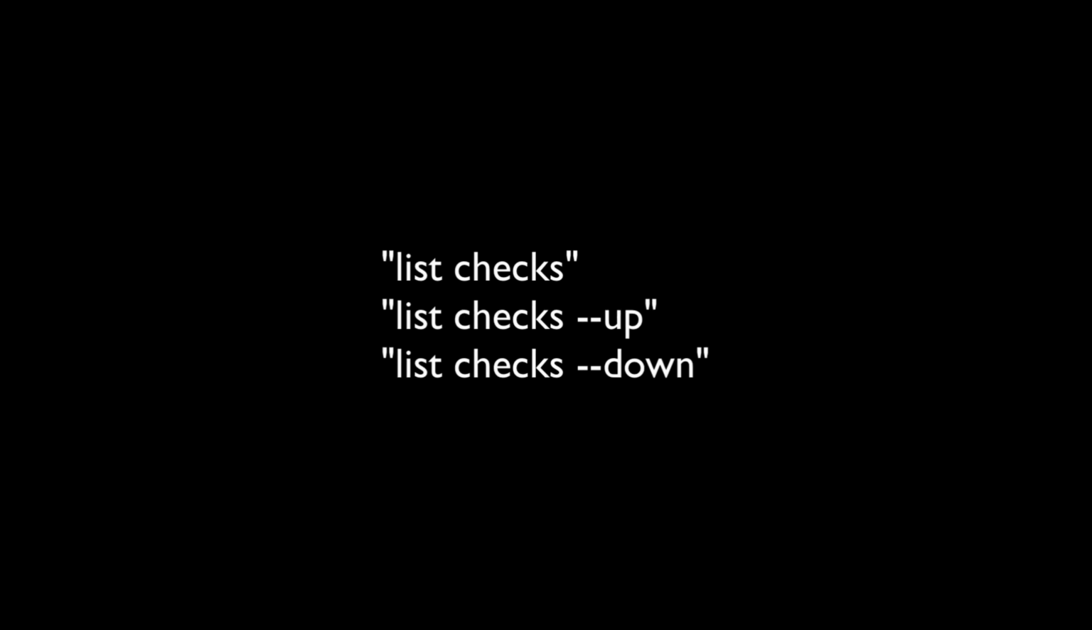The next command is called list checks. Listing checks will allow the user to see all of the checks that have been created by all of the users in the system. But we will also allow admins to use two flags, dash down or dash up. That will narrow their results to only the down checks, the checks that are currently down, or the up checks, the checks that are currently up.